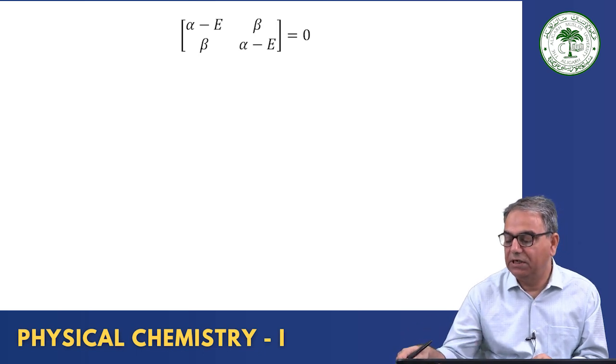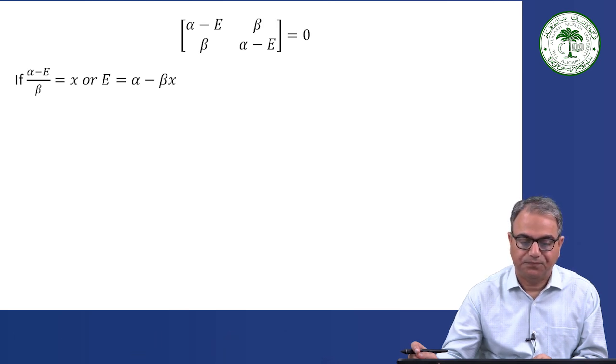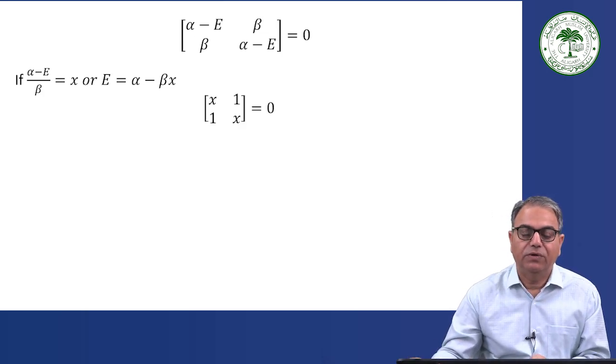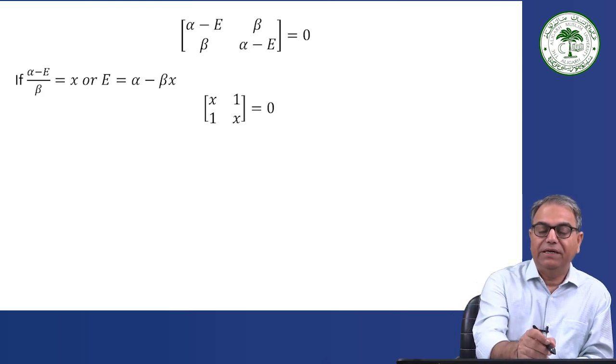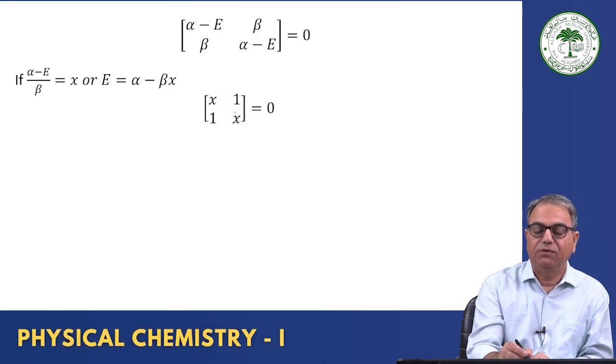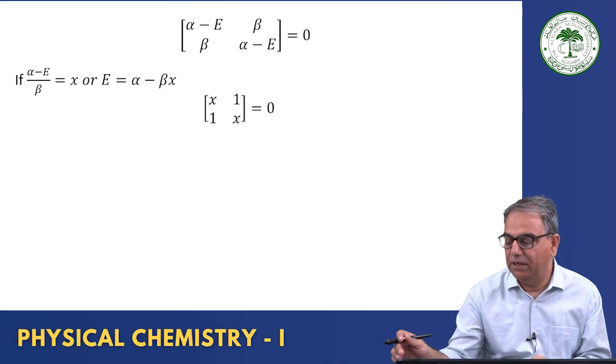So the determinant changes to alpha minus E, beta, beta, alpha minus E. Now we have to solve this determinant, and for the solution you suppose alpha minus E divided by beta is equal to x. So that energy becomes equal to alpha minus beta x. Rearrangement will give you energy is equal to alpha minus beta x. So you divide all the terms in the determinant by beta. The first term will be alpha minus E divided by beta, so it becomes x. The second term, beta divided by beta, gives 1. In the next line beta divided by beta will be 1, and alpha minus E divided by beta gives x.